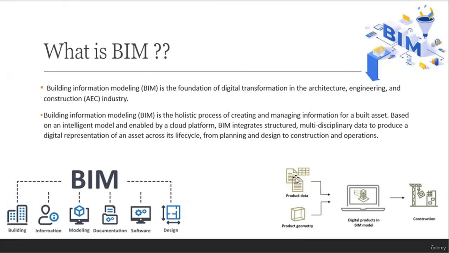For example, we can take a wall. The product data of a wall can be the type of wall, that is what kind of wall is to be used. Maybe it's a masonry wall, CMU wall, etc. The product geometry of the wall deals with its geometry, that is length, width, that is thickness, or height. So if we have the product data and geometry, and using a BIM software, that is a BIM platform, we can club this data and generate a BIM model that can be used as required in the construction industry. Okay, so let's move ahead.